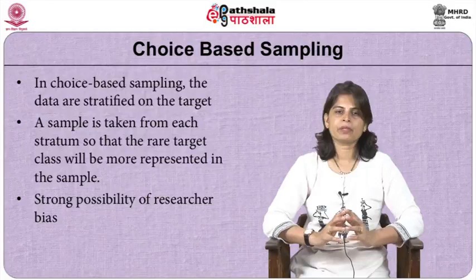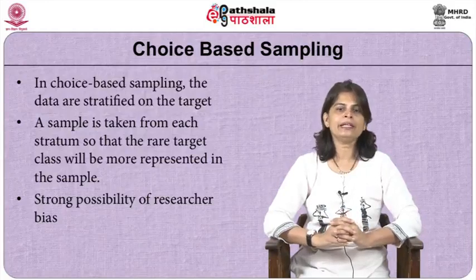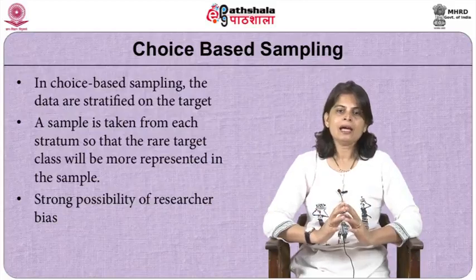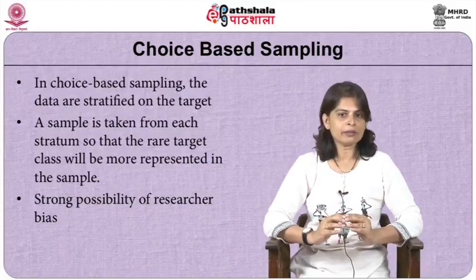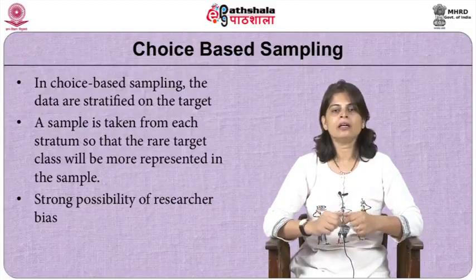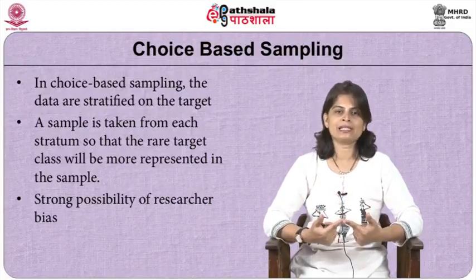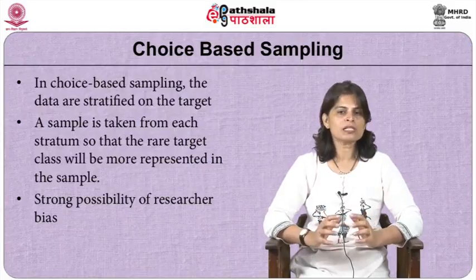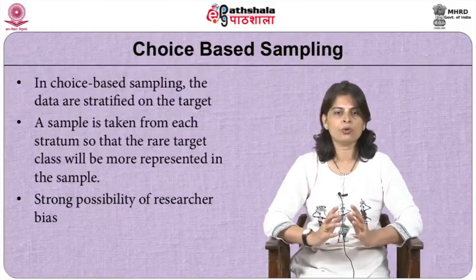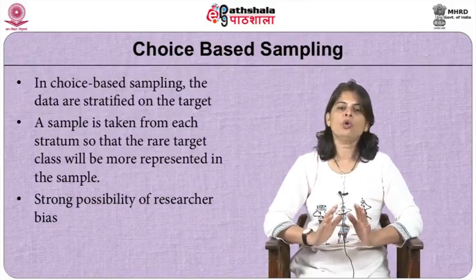Choice-based sampling. In choice-based sampling, the data are stratified based on a particular target. A sample is taken from each stratum so that the rare target class will get more chance of being represented in the sample. Here, there is a strong possibility of researcher bias getting introduced, and so the sample remains no longer random.